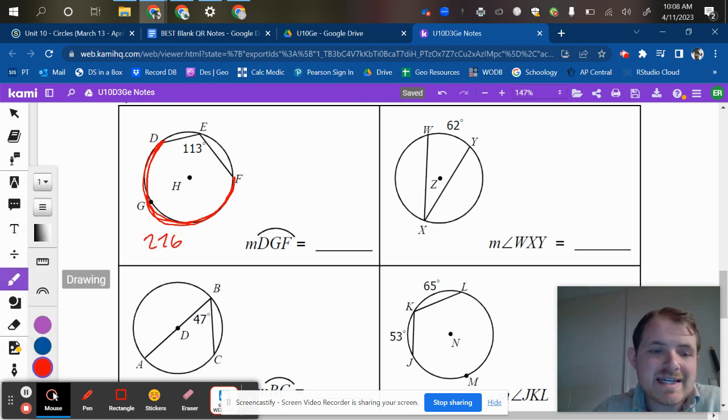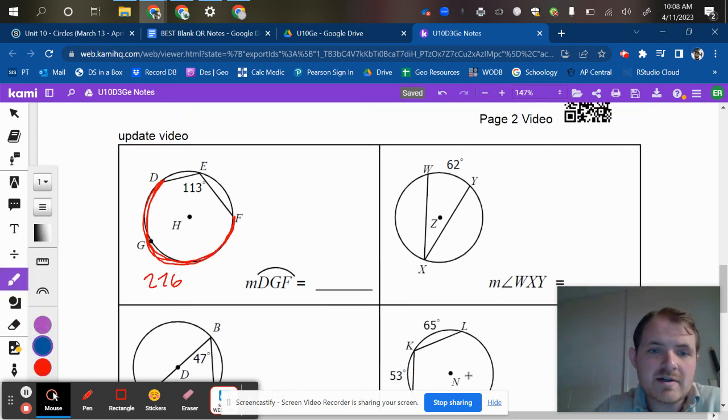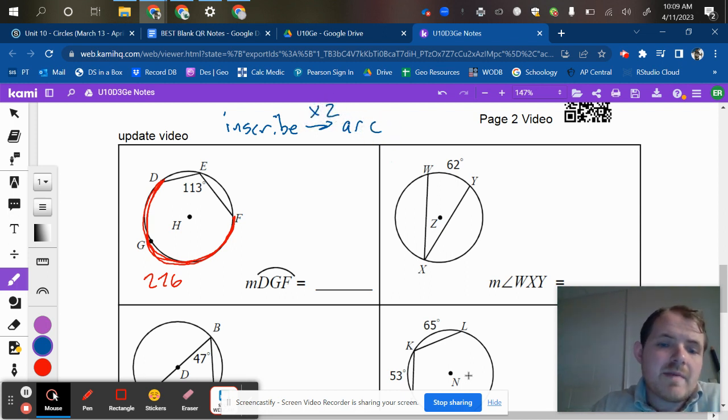So when you go from the inside to the arc, that inscribed or the inside to the arc, you multiply by 2. Okay, so that gives you 226 degrees. Remember, since that's a major arc, you've got to use those 3 letters.